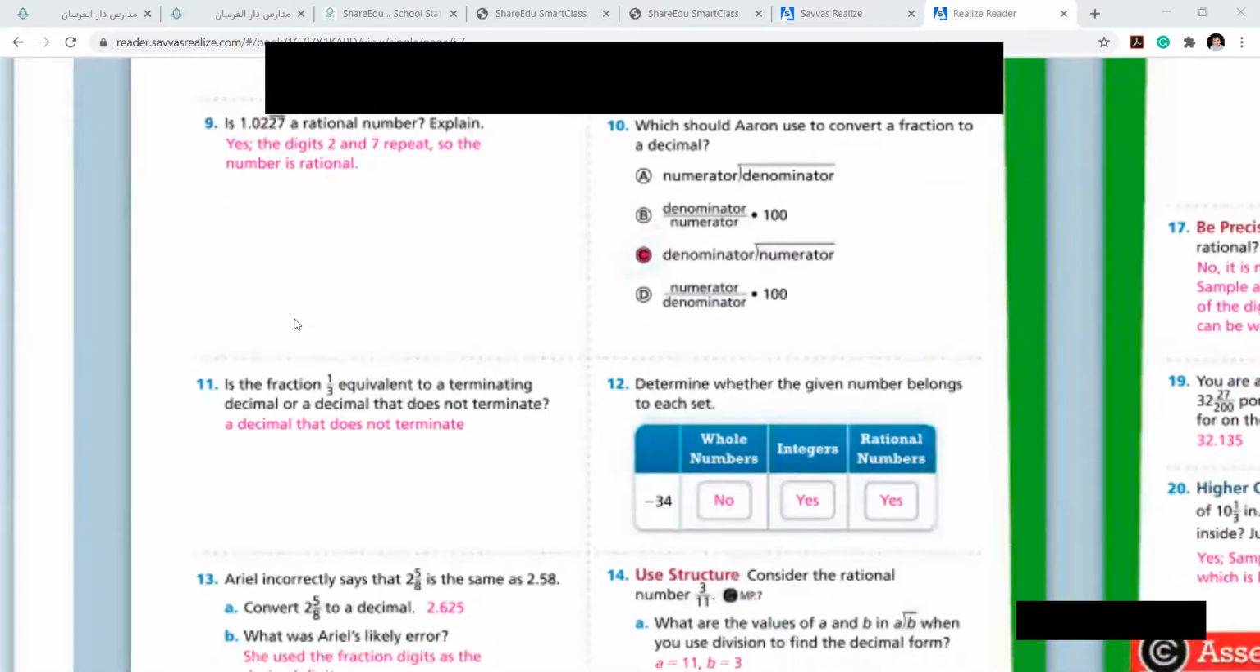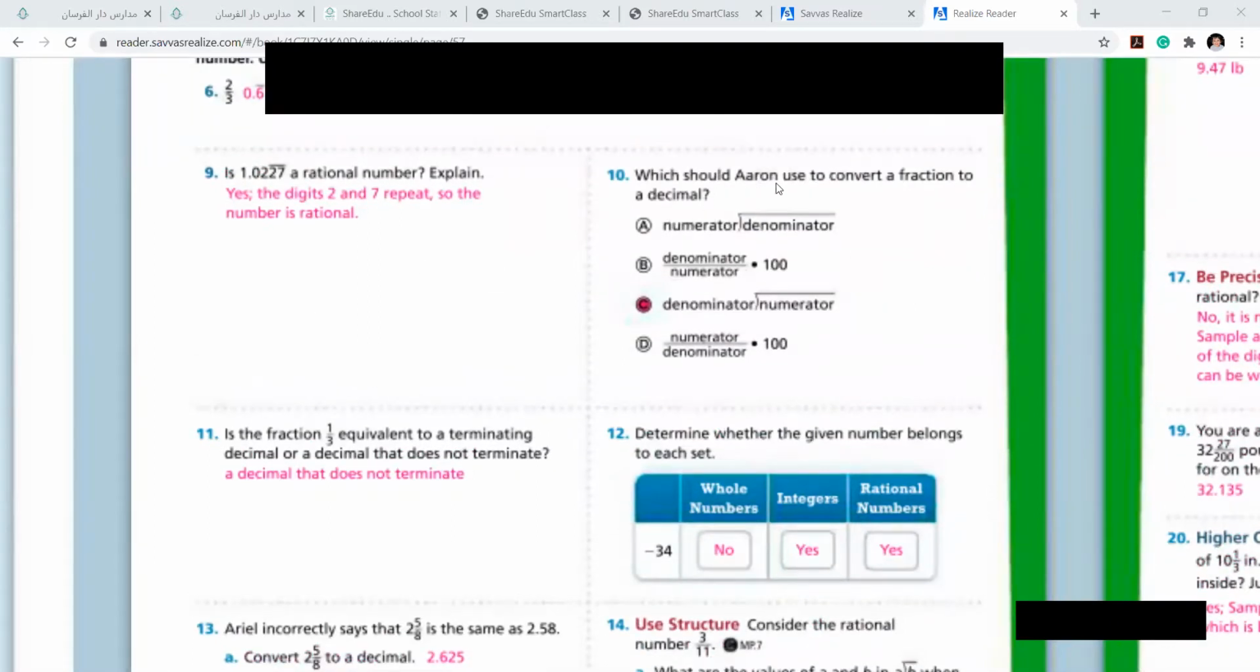Question number 9. Question number 10. Which should Aaron use to convert the fraction to a decimal? The denominator must be here and the numerator must be inside. Correct? Yes. Normally, if it is 2 by 3, the 3, the denominator, must be written outside, and the numerator must be written inside.